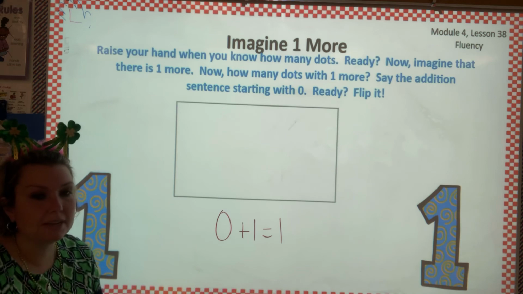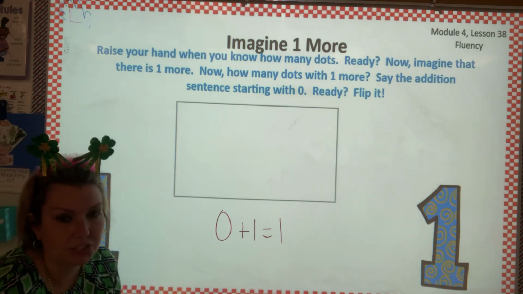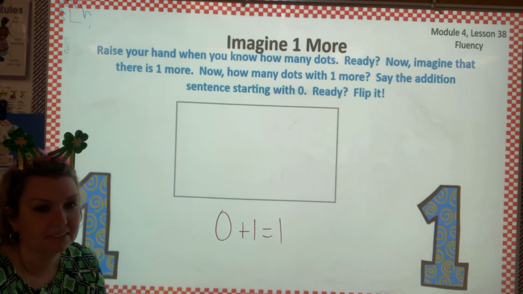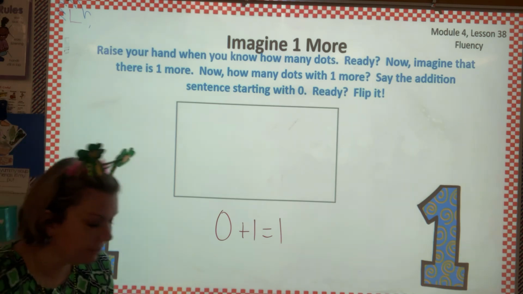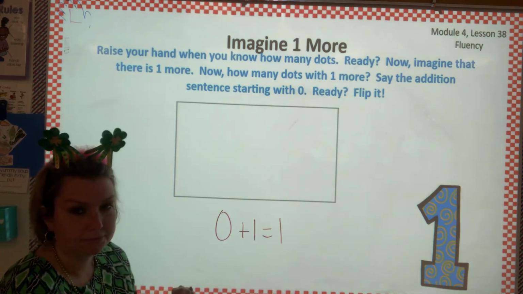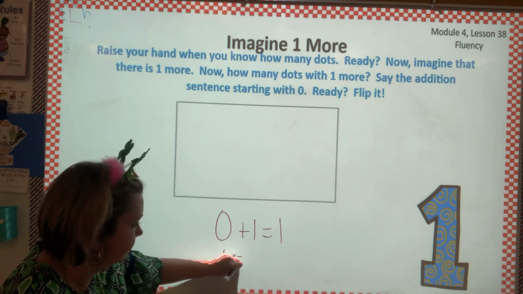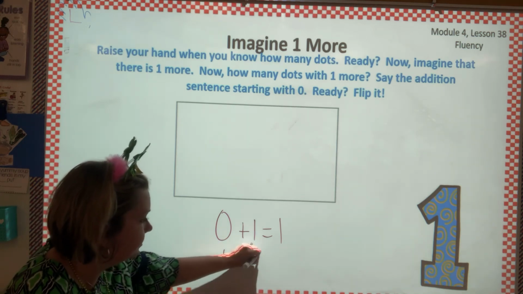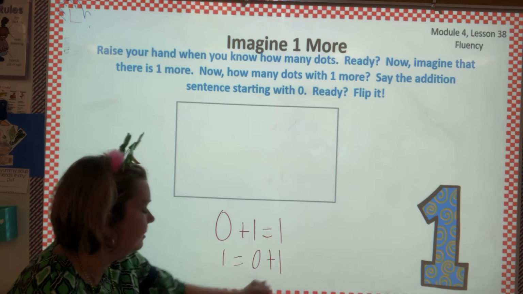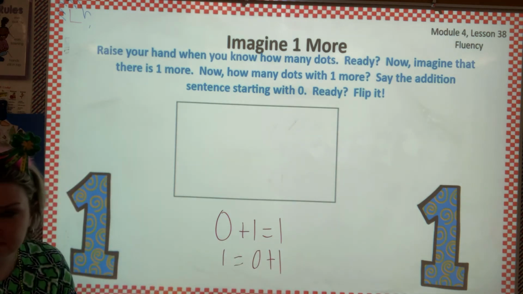Awesome. Who can tell me the flipped addition sentence? 1 equals 1 plus 0. Mm-hmm. Or 0 plus 1. Awesome.